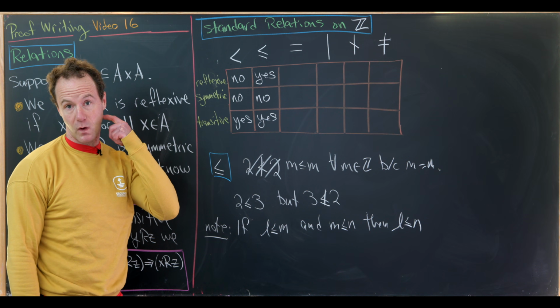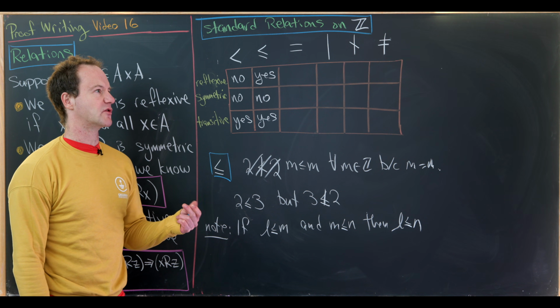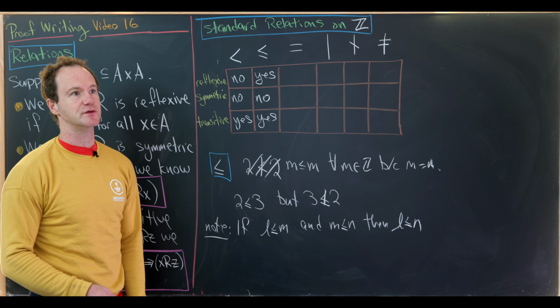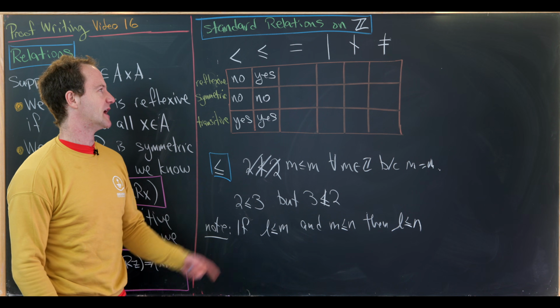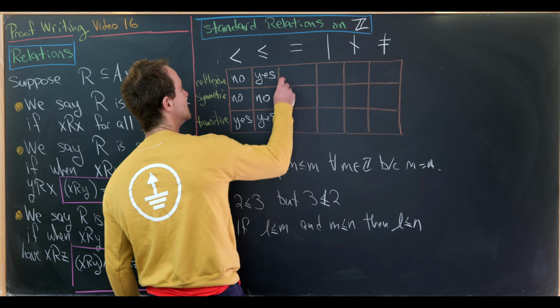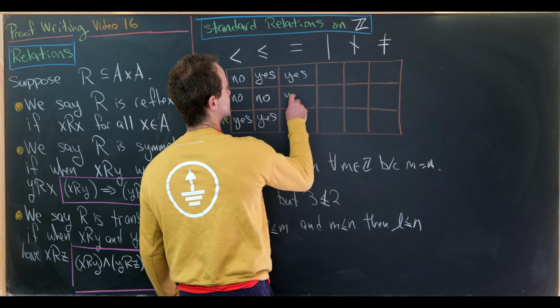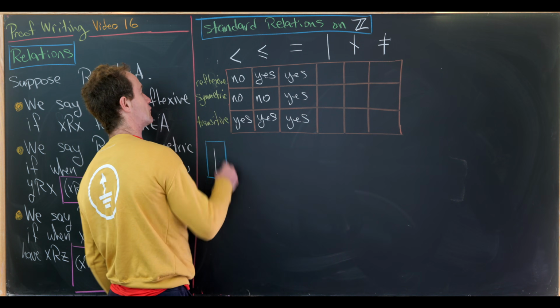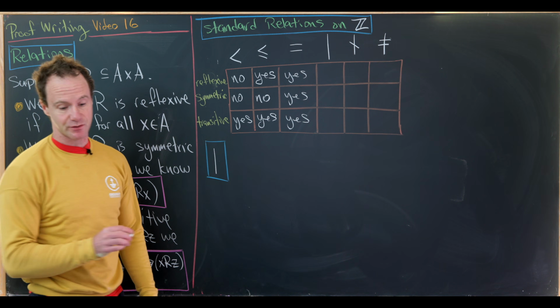Okay, now what about equality? Well, I remember learning in grade school that equality was reflexive, symmetric, and transitive, and we even use those words. Perhaps you've seen that before, but that's really one of the defining properties of equality. So I'll just put yes for all of these. And now let's move on to divisibility. Looking at divisibility, is it reflexive? Yes, it is reflexive.